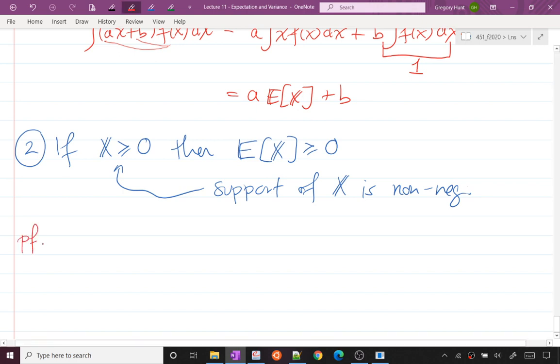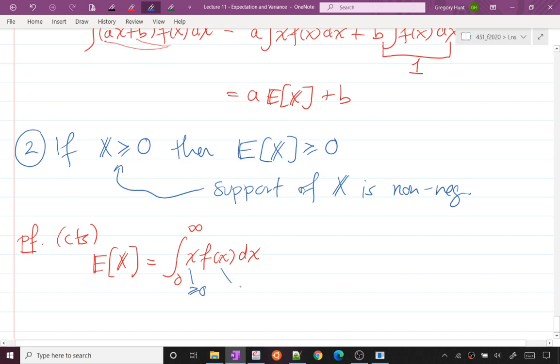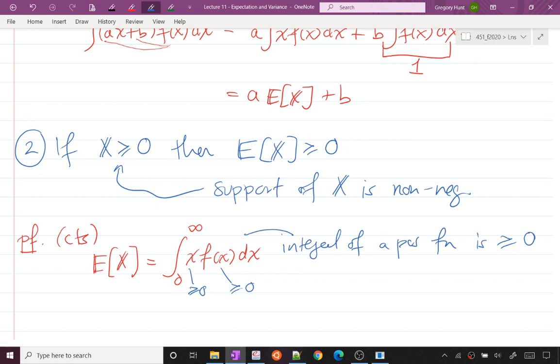Let's look at a real quick proof in the continuous case again. Since my support is positive, I can just look at the integral from 0 to infinity of x f(x) dx, and x from 0 to infinity is positive. f(x), we know, is always positive. And so basically this is the integral of a positive function, which is not negative. If I integrate something that's positive, it's going to give me a positive number. Cool. Well, that's a very useful property too.